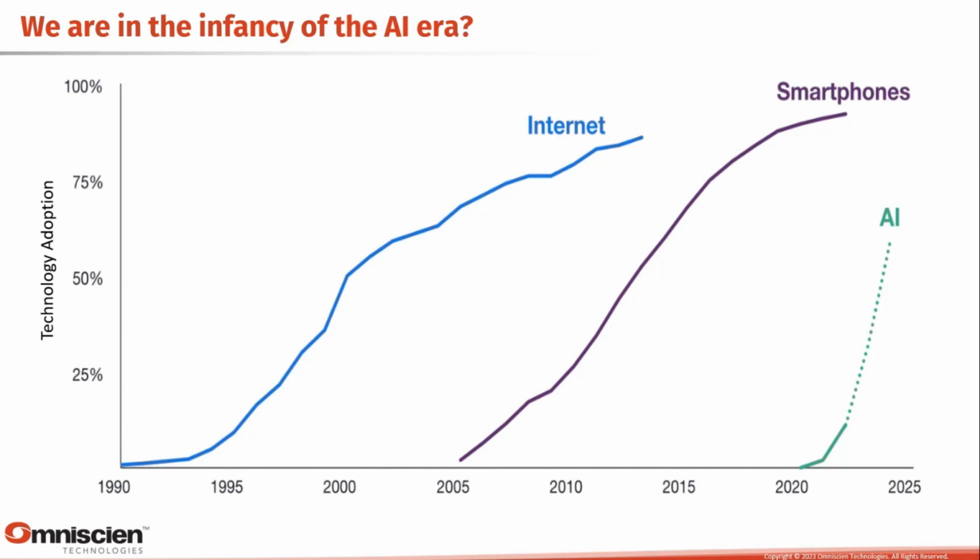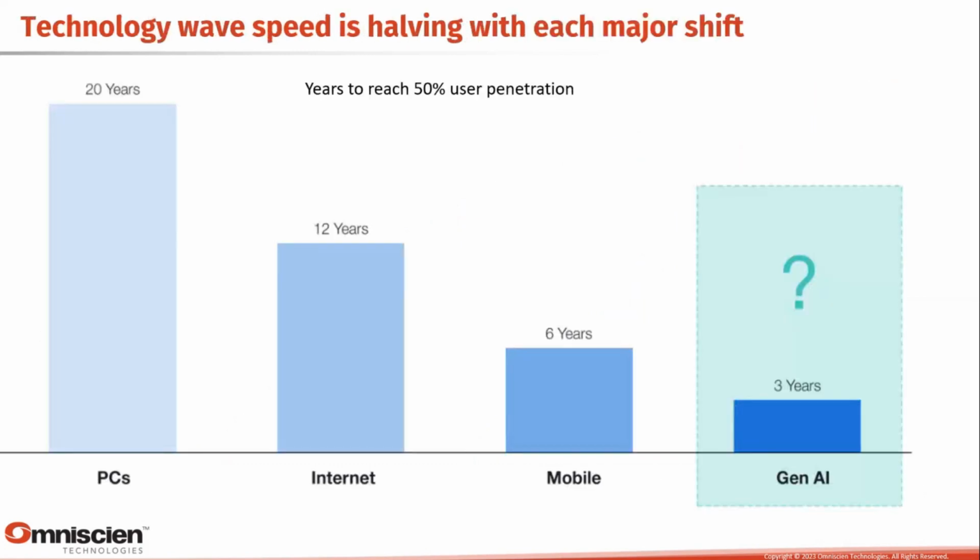So we're in the infancy of artificial intelligence right now, but the speed that artificial intelligence is being adopted and reaching core levels of technology adoption has never been seen before. You know, the internet took quite a while. Smartphones took a little bit less. AI is just flying through the roof, and the trajectory is very clear.